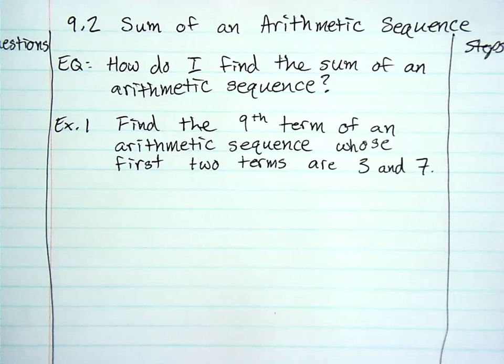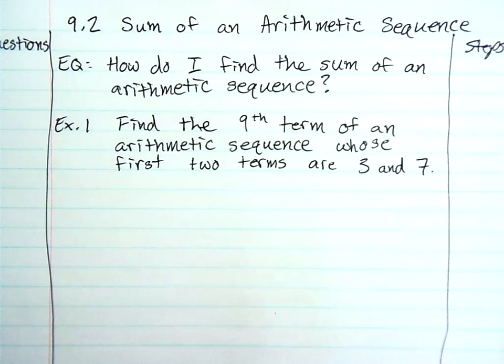So right now, go ahead and write down example 1. Find the ninth term of an arithmetic sequence whose first two terms are 3 and 7. So what we're going to be doing is using a recursive formula in order to write and find the ninth term. You already know the formula for it, and it was given, a sub n being the term that you're looking for.